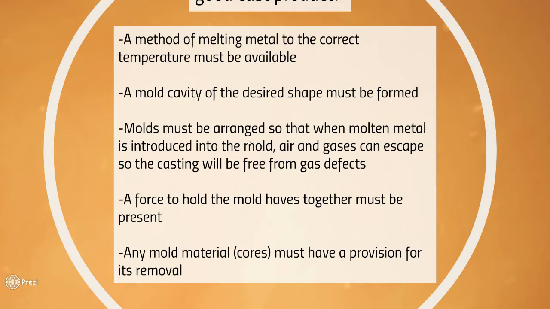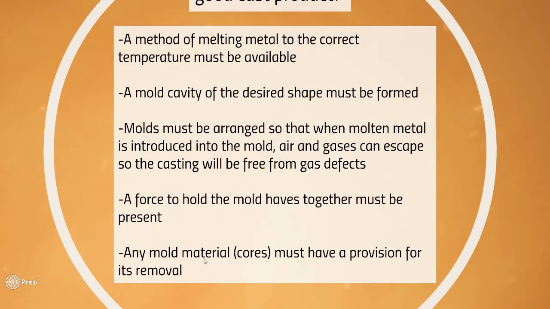Next, your molds must be arranged so that when your molten metal is introduced, you can get rid of all the air and gases and things like that. If you have air and gases still trapped in your molten metal as it cools, then it's going to have a lot of defects, voids, things like that, which can weaken and compromise your product. Next, you have to have something to hold the two halves of your mold together. Typically, your mold is in two halves. I've seen it be in three halves before, but usually in two halves.